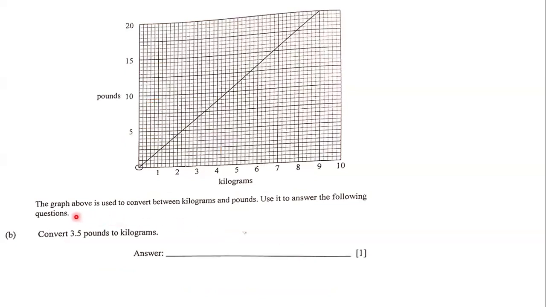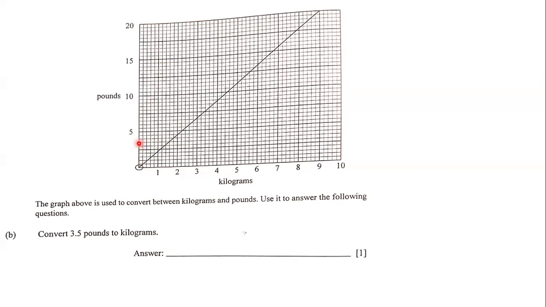Next, the question states the following: convert 3.5 pounds to kilograms. So here we have pounds and they want us to convert it to kilograms. Notice that pounds is on the y-axis. On the y-axis, we are counting in 0.5s, which means that every time we increase, we add 0.5. So this is 0, this is 0.5, this is 1, this is 1.5, this is 2, this is 2.5, this is 3, and this is 3.5.